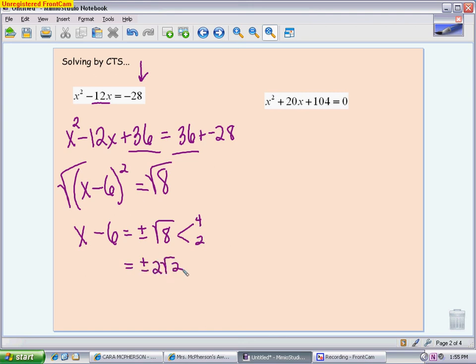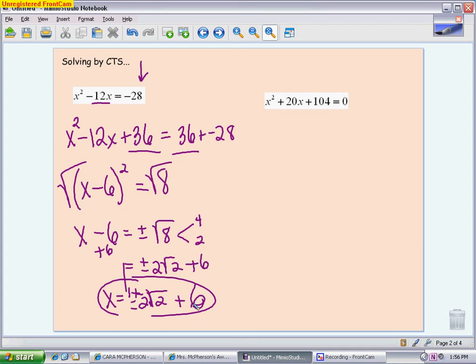And my last step is I have to get x by itself, so I have to add 6 to both sides. So my final answer is plus or minus 2 radical 2 plus 6. So again, a lot of steps to solving. For the next one, similar idea.